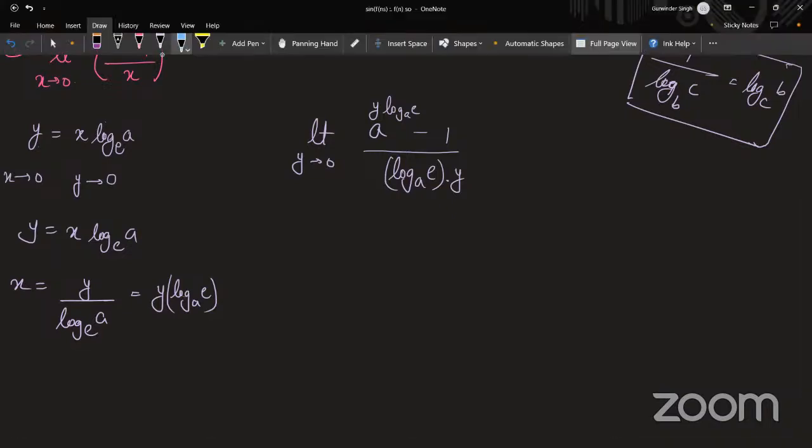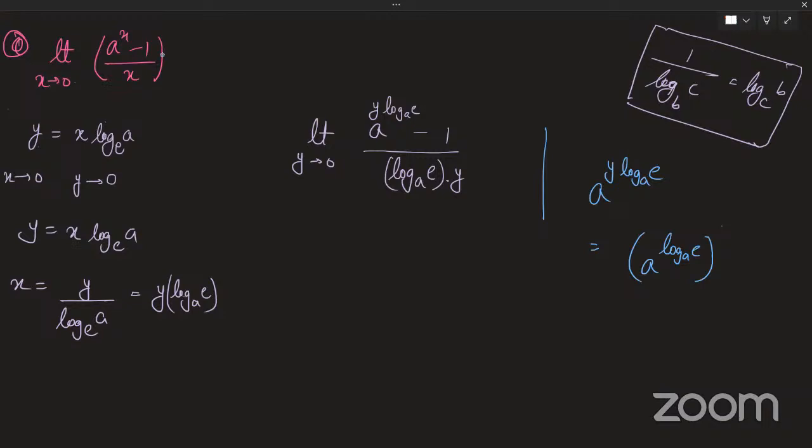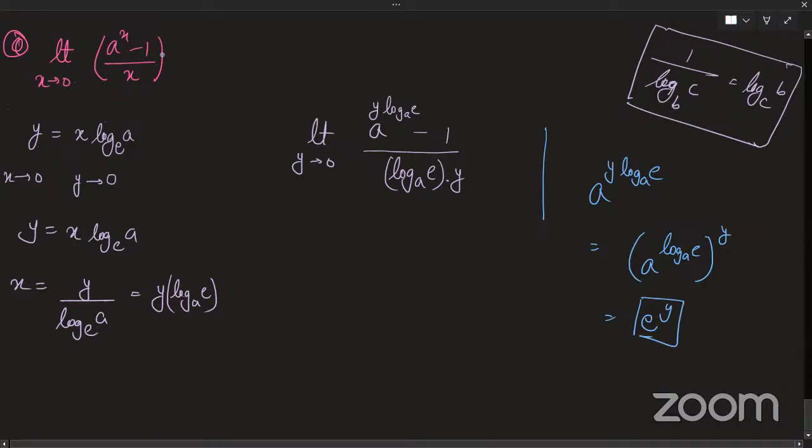So just looking at the denominator for a little bit of time. I have a raised to y into log base a of e. So I can write this as a raised to log base a of e, whole to the power of y. What is this thing? A raised to log base a of e. It is e to the power of y.